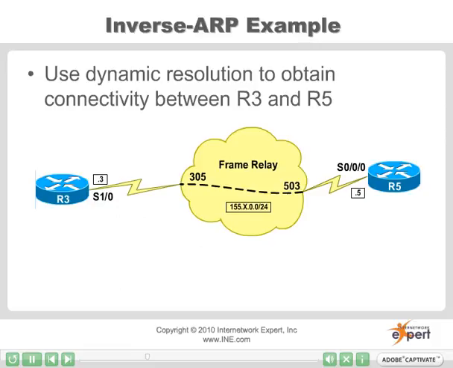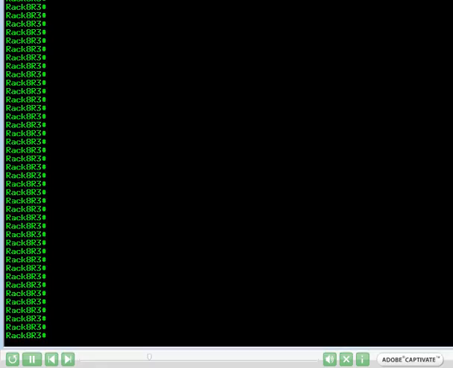So next we'll do a quick sample with R3 and R5. We'll apply a couple of IP addresses to the interfaces, apply the encapsulation frame-relay command to both of them, do a no shut on the respective interfaces, and within about 60 seconds they should have resolved each other's IP address through the process of inverse ARP. Let's take a look at that right now.